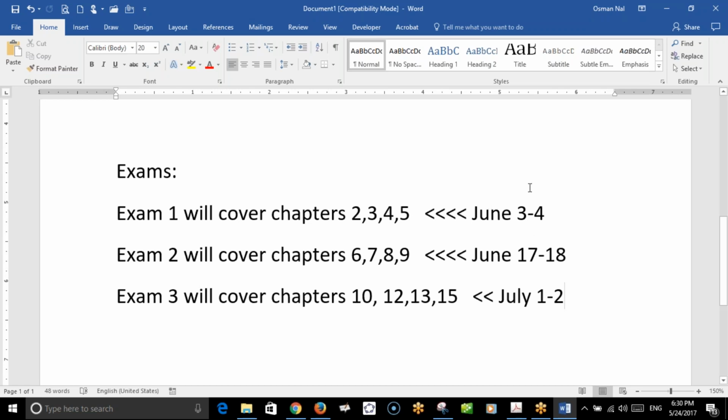So the exam dates will be those following weekends. Make sure you are available during those weekends, at least a few hours. Usually the exams should take about 2, maybe at most 3 hours. I doubt it will be 3 hours, probably 2 hours at most.